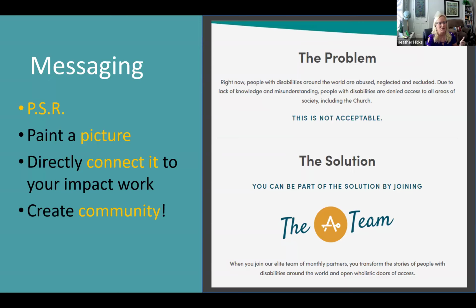So with PSR, we always say problem, solution, result. What's the problem? The solution? You are. By joining this, together, we can transform the stories of people with disabilities around the world and open holistic doors of access. That's the solution. And then what's the impact? When you open the door, what happens? What happens that's great in the world? What are we trying to change?